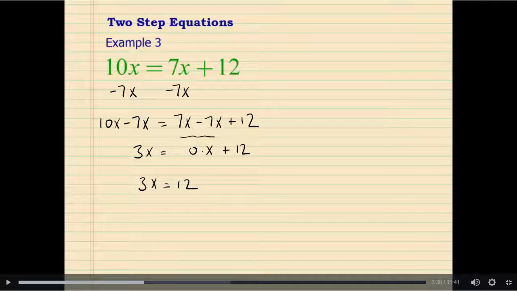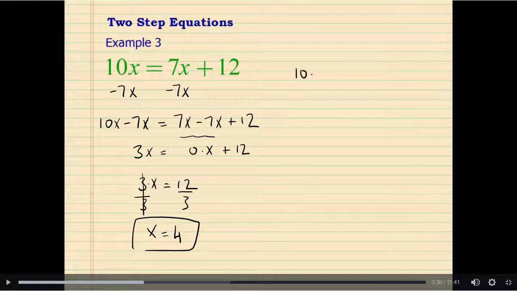We will undo multiplication of 3 by dividing each side of the equation by 3. These will cancel. X is equal to 4. Now let's see if our answer was correct. We will substitute our answer into the original equation. Our original equation is 10x is equal to 7x plus 12.